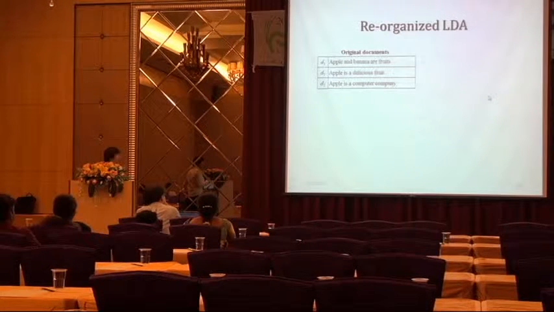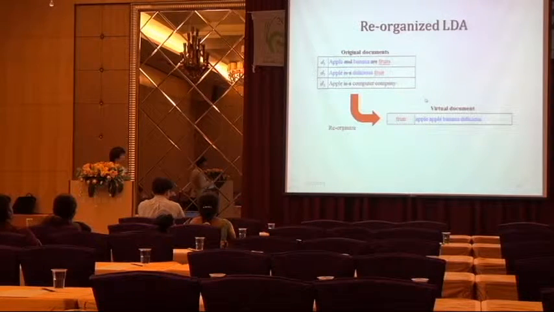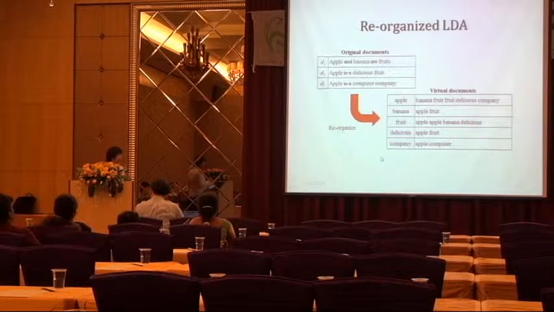We have an example with the original document. First is to remove the stop words. And then we reorganize, like for the word fruit, for example, it co-occurs with apple and banana, and we put the words that co-occur into a virtual document. Then we follow this rule in document 2, document 3, and so on, to form the virtual documents. Then our virtual document will become like this.